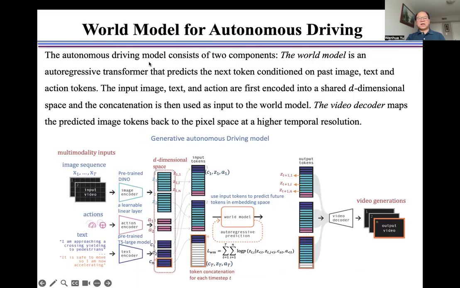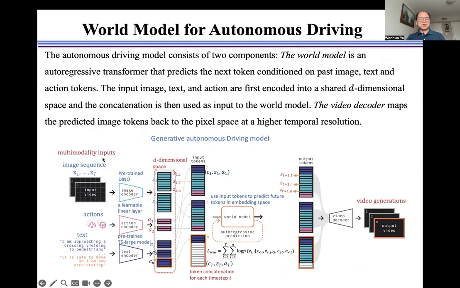The autonomous driving model consists of two components. The world model is an autoregressive transformer that predicts the next token conditioned on the past image, text, and action tokens. The input image, text, and action are first encoded into a shared d-dimensional space, and the concatenation is then used as input to the world model. The video decoder maps the predicted image tokens back to the pixel space at a higher temporal resolution, as shown here.